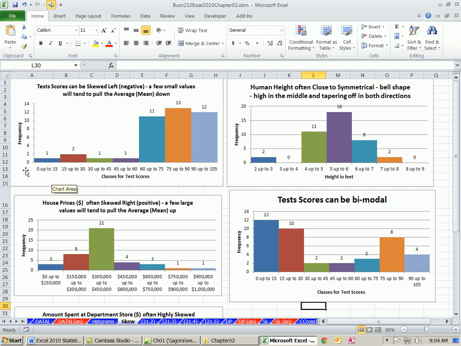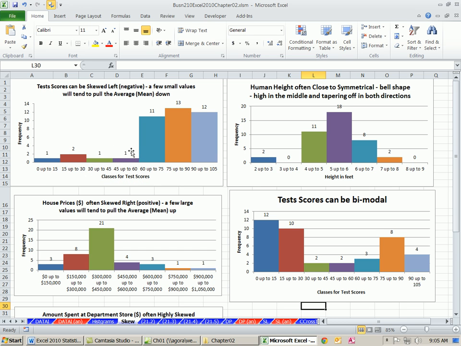Now this kind of histogram, when we talk about skew, has a particular name. This is skewed to the left. It means there's a couple of really small values. Now it says skewed to the left or negative. You could call this negative skew. And here's the reason why.